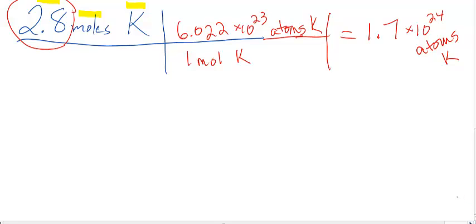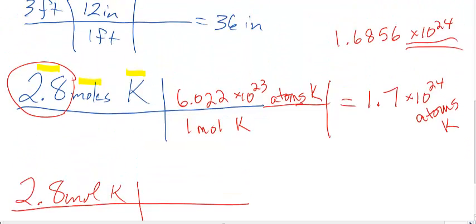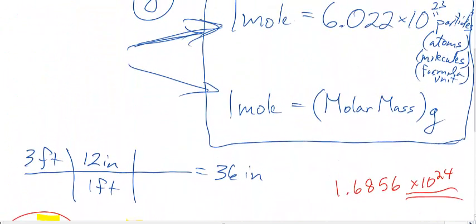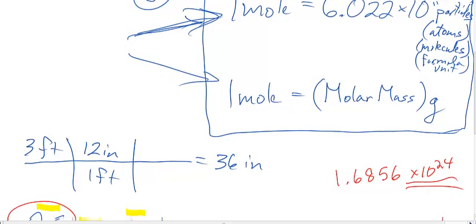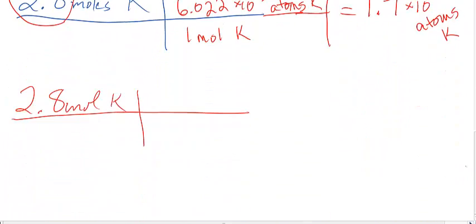Molecules, formula units. What if we wanted to deal with masses somewhere along the way? Let's say I wanted to do that same amount of potassium, 2.8 moles of potassium. Look at me being fancy and abbreviating. And I wanted to figure out how many grams of potassium that was equivalent to. Well, I'm going to go back and look at this: 1 mole equals the molar mass. We have to go to the periodic table then.